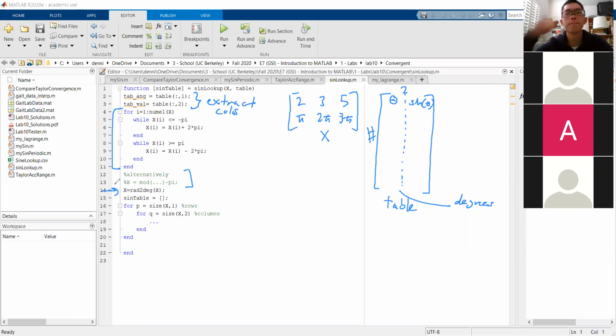Make sure that you remember this. X is in radians versus the tables in degrees. So we'll convert from radians to degrees. So we want this to change to, okay, I'm not going to try and do that calculation, 360 over pi or something, etc. Initialize sine table.